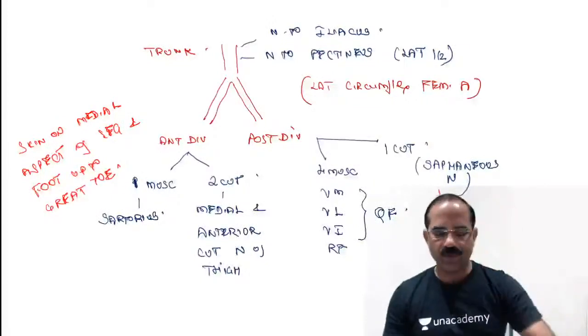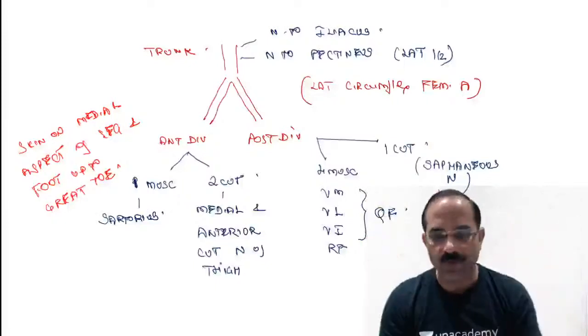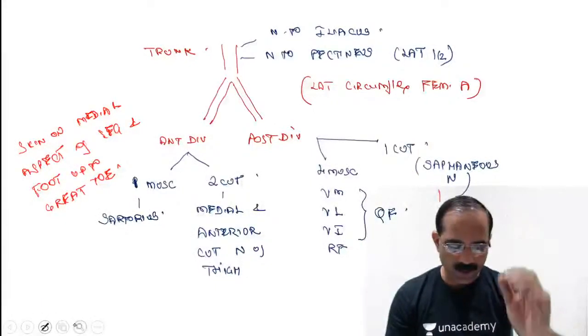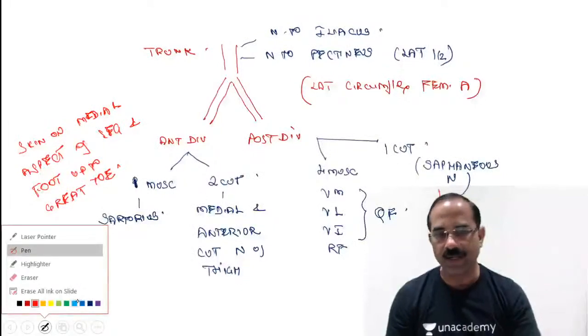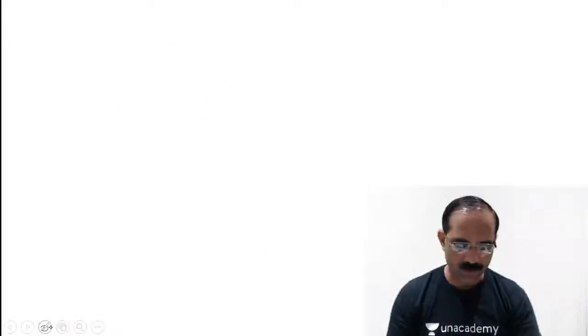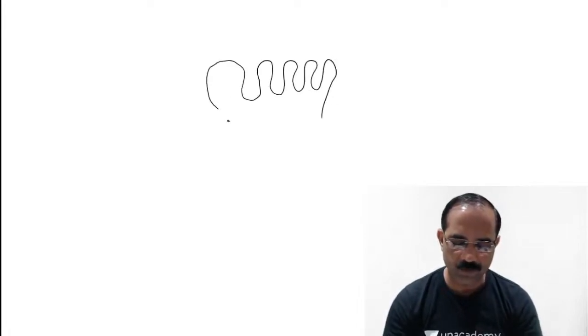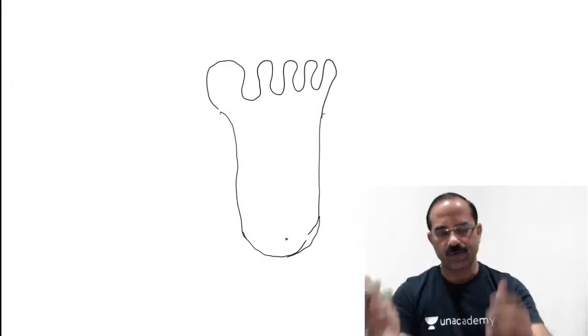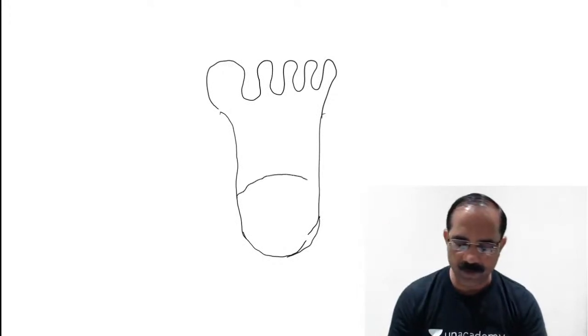I'll just draw that for you. Is this clear to all of you? So what does the saphenous nerve supply? The skin on the medial aspect of the leg and foot up to the great toe. Now have a look at this and tell me, if I draw this as the foot for you, that's the plantar aspect of the foot. Tell me who supplies the heel.